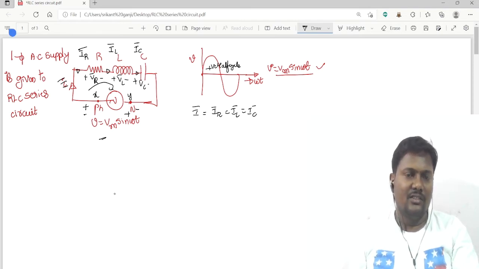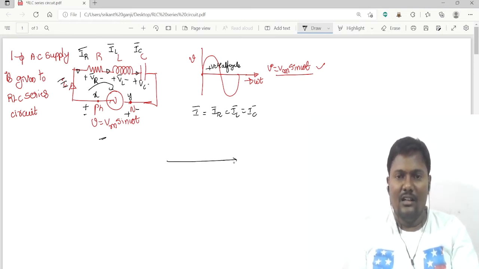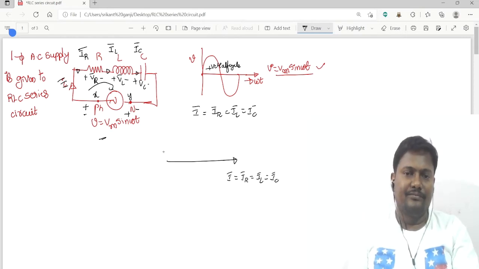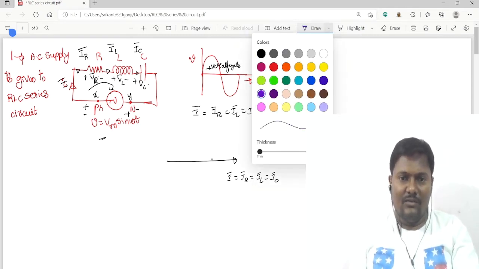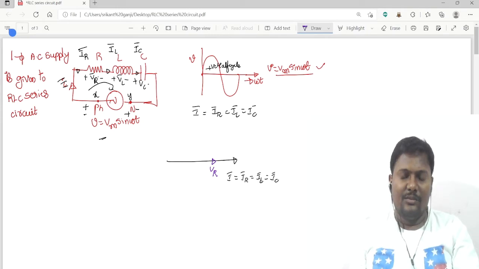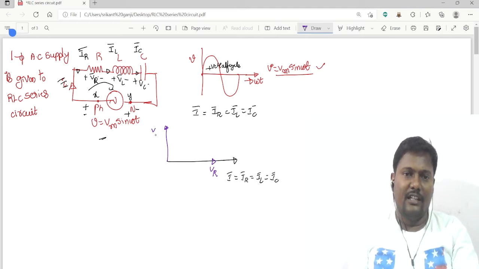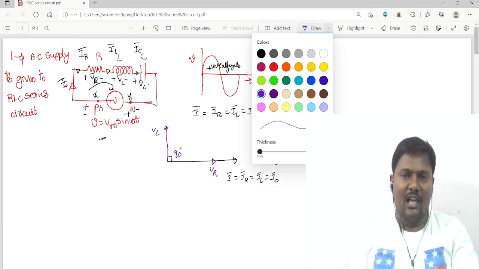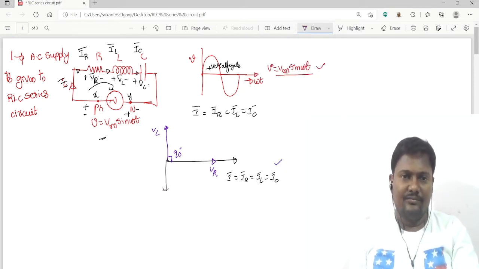In series the current is the same, that's why I am taking the current as the reference. With respect to current IR, the resistive voltage VR is an in-phase component. With respect to inductive current, the inductor voltage is leading at an angle of 90 degrees, and with respect to capacitive current, the capacitive voltage is lagging by 90 degrees.